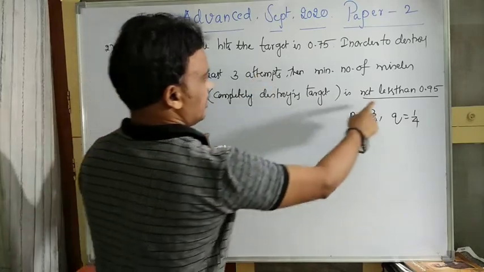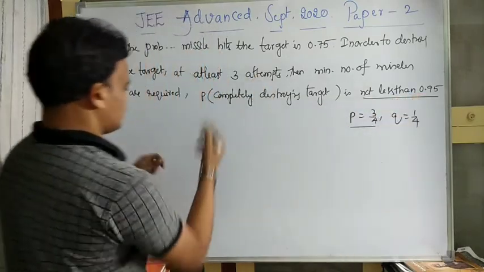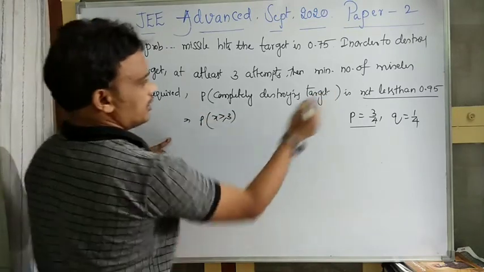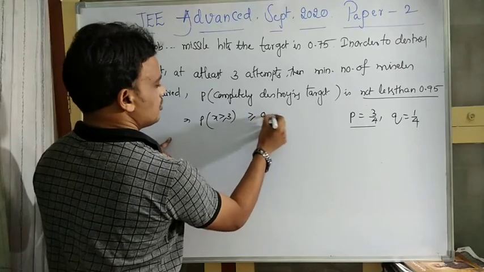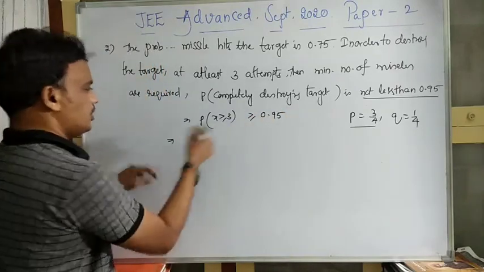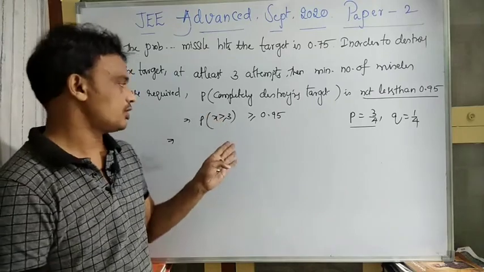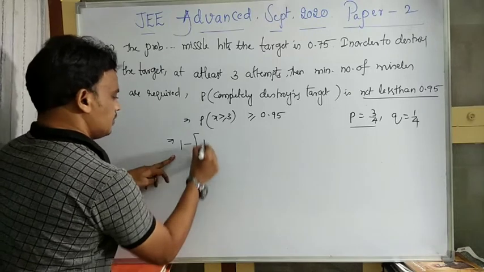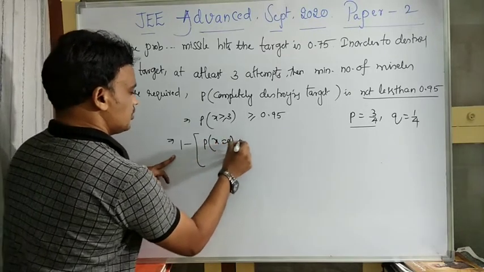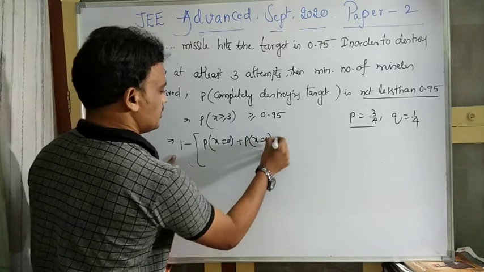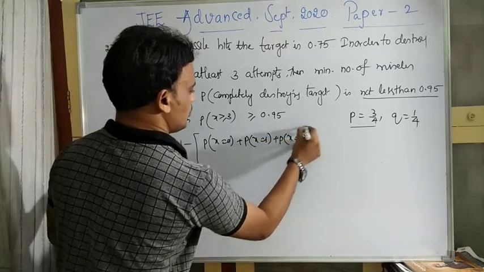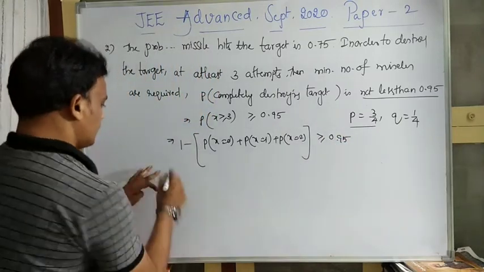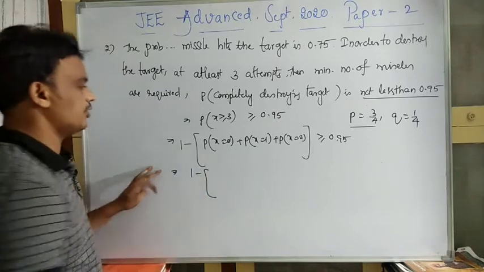This value is not less than 0.95, which is greater than or equal to. So here I can write the probability of x greater than or equal to 3 is greater than or equal to 0.95. Probability of x greater than or equal to 3 means x equals 3, 4, 5, 6, like this. So instead, you can write 1 minus of p of x equals 0 plus p of x equals 1 plus p of x equals 2 is greater than or equal to 0.95.